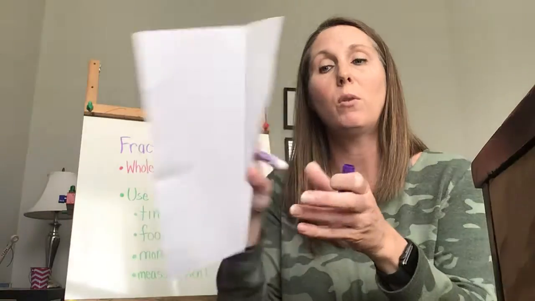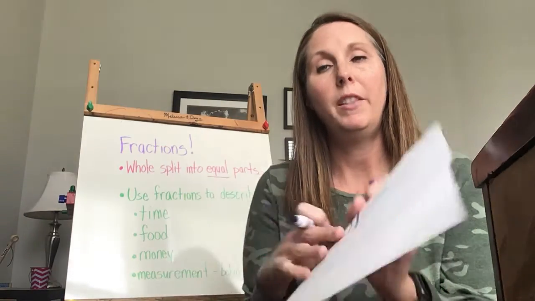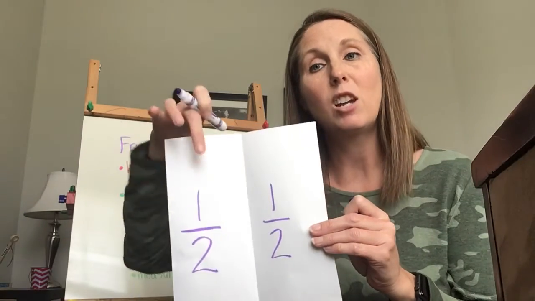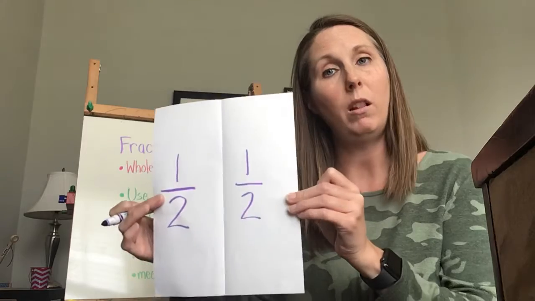So I write 1 out of 2. I'm also going to write 1 out of 2 on the other side because both of these sides are 1/2. I put them together and I now have a whole.